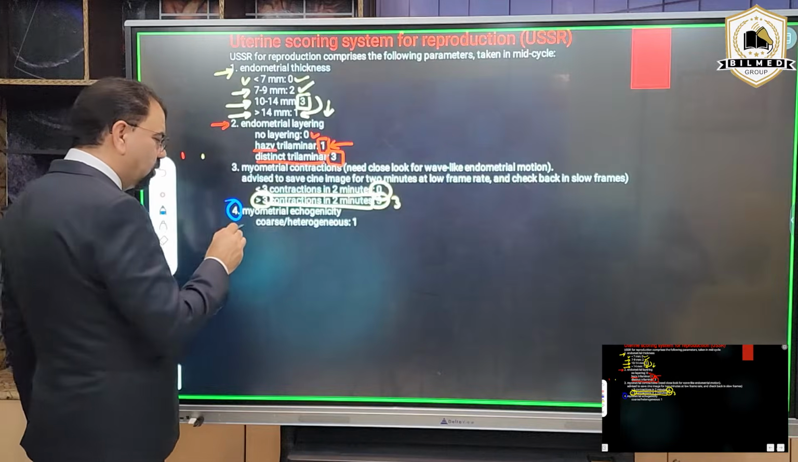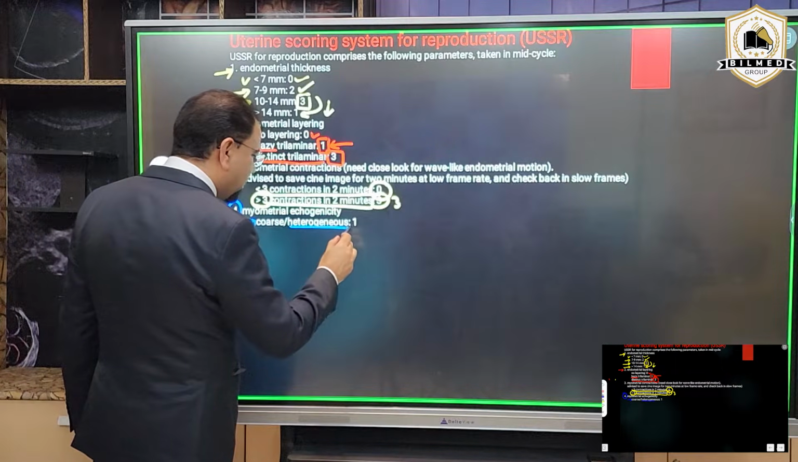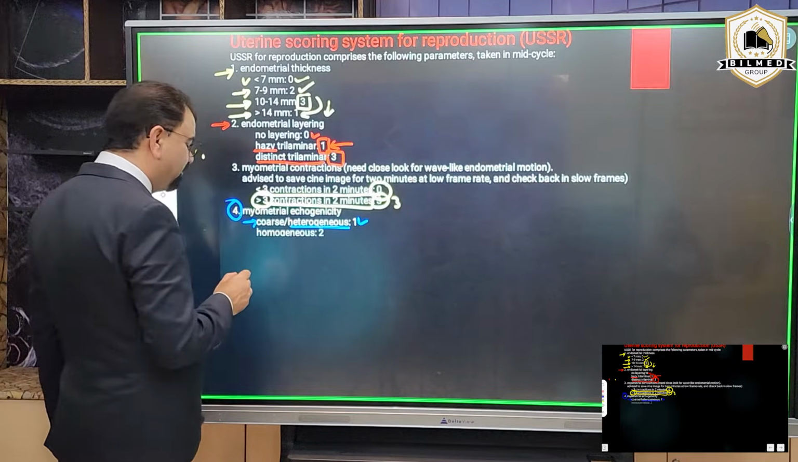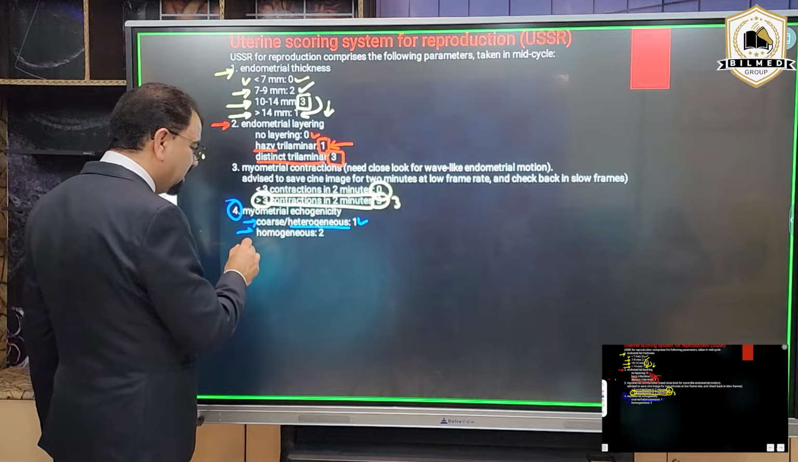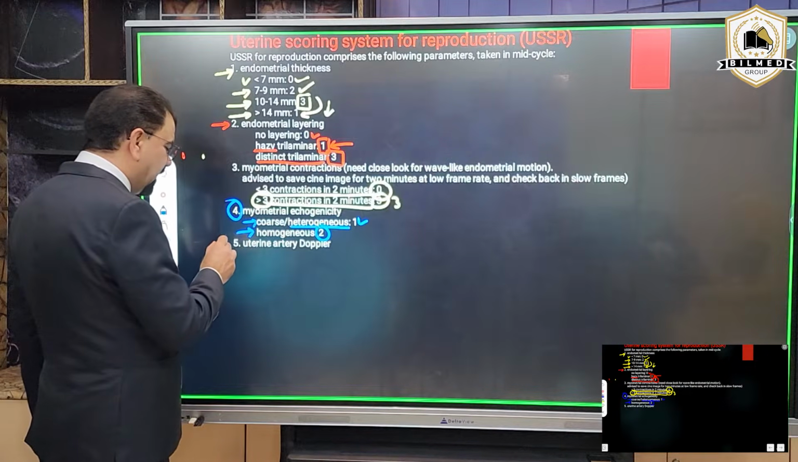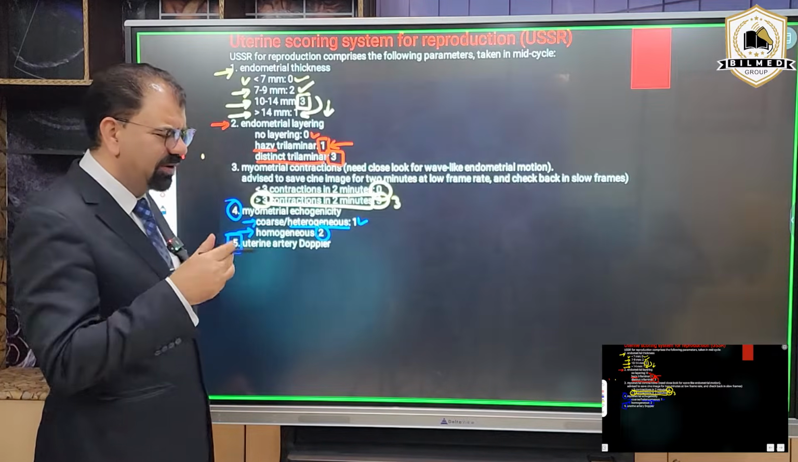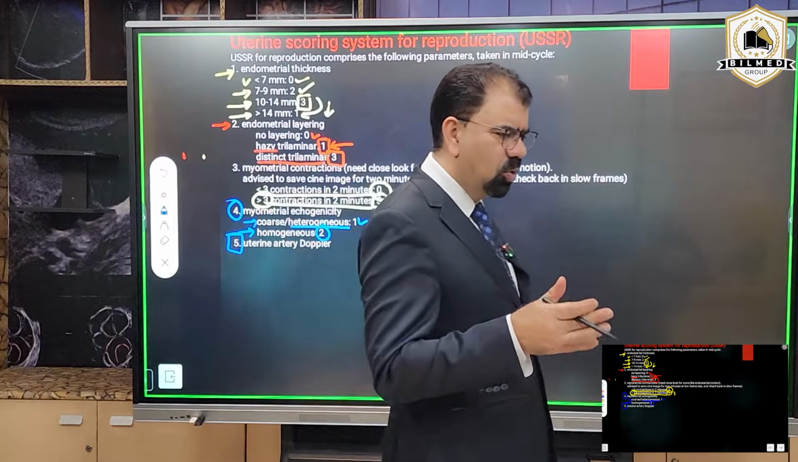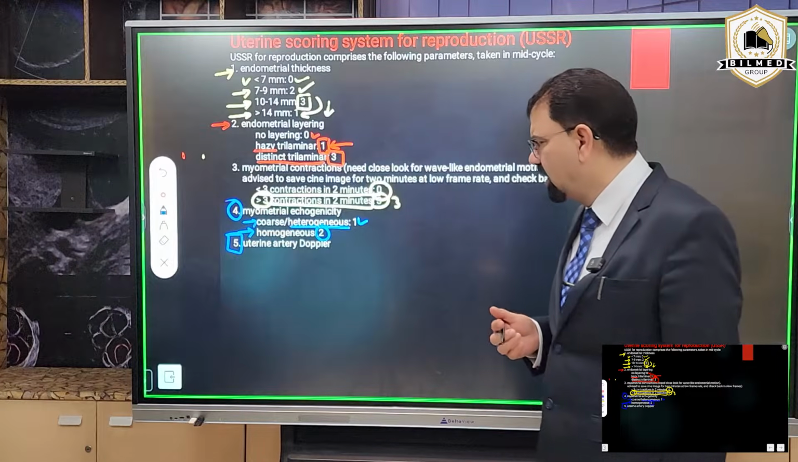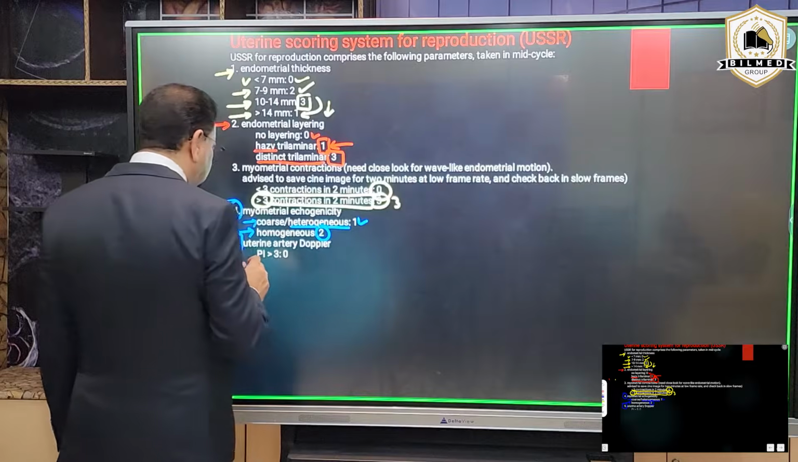If I am having coarse or heterogeneous echo, I will be giving only 1 point. But if homogeneous, then the score is 2. Next is the uterine artery Doppler. Most of the machines are now having a color function also, and we are taking the uterine artery Dopplers in these machines.